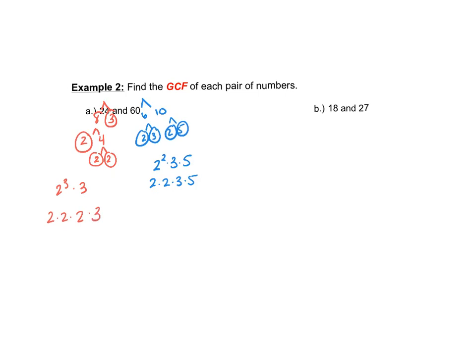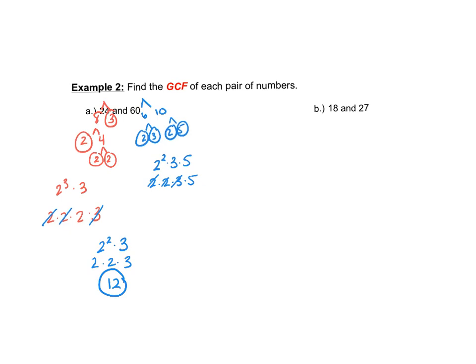So if we look to see what they had in common, they both have a 2, they both have another 2, and they both have a 3. So they have 2 squared times 3, or 2 times 2 times 3, which is 12. That is the greatest common factor.